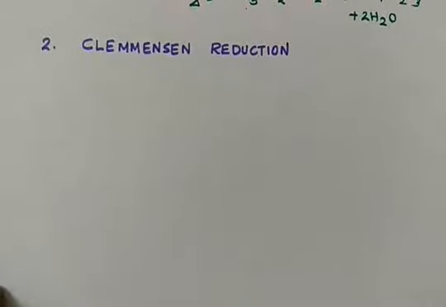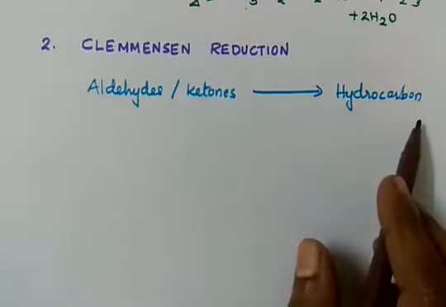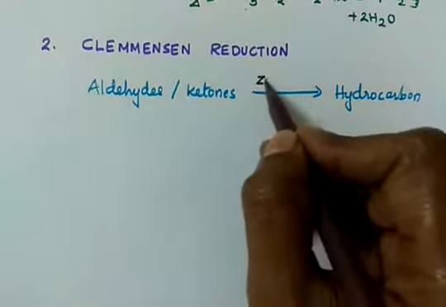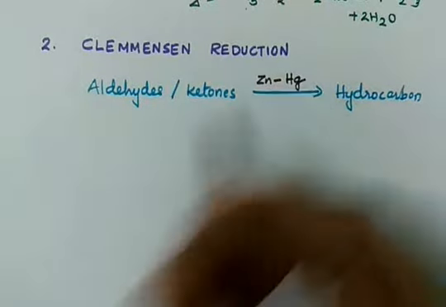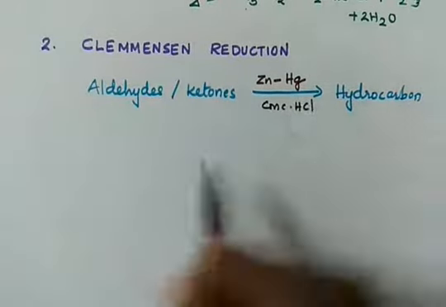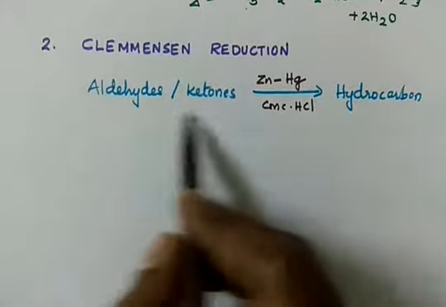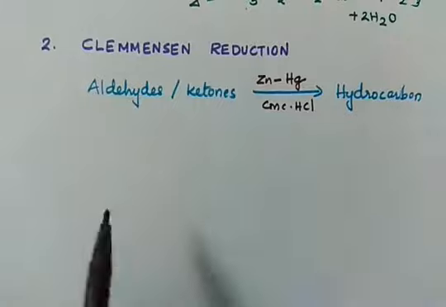Next one is Clemmensen reduction. In Clemmensen reduction, aldehydes or ketones are reduced to the corresponding hydrocarbon. Aldehydes or ketones are converted to hydrocarbon in the presence of the reducing agent zinc amalgam and concentrated hydrochloric acid.